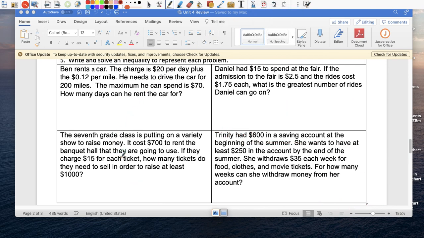A 7th grade class is putting on a variety show to raise money. It costs $700 to rent a banquet hall. They charge $15 per ticket. How many tickets do they need to sell in order to raise at least $1,000? Well, right, so they have to make greater than or equal to $1,000, I guess, to break even. So they're paying this up front. They're going to have to pay $700 to rent a banquet hall plus $15 per ticket.